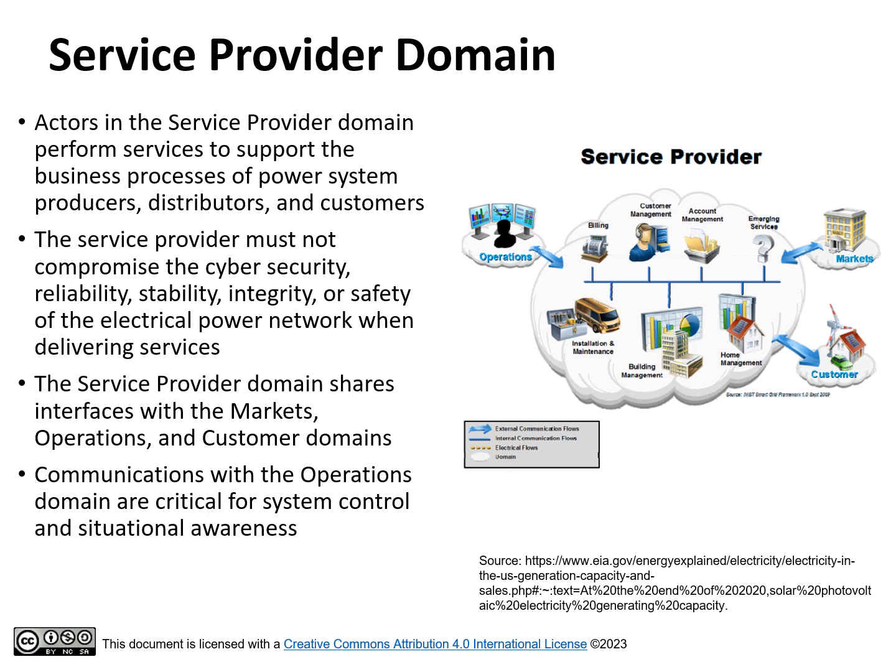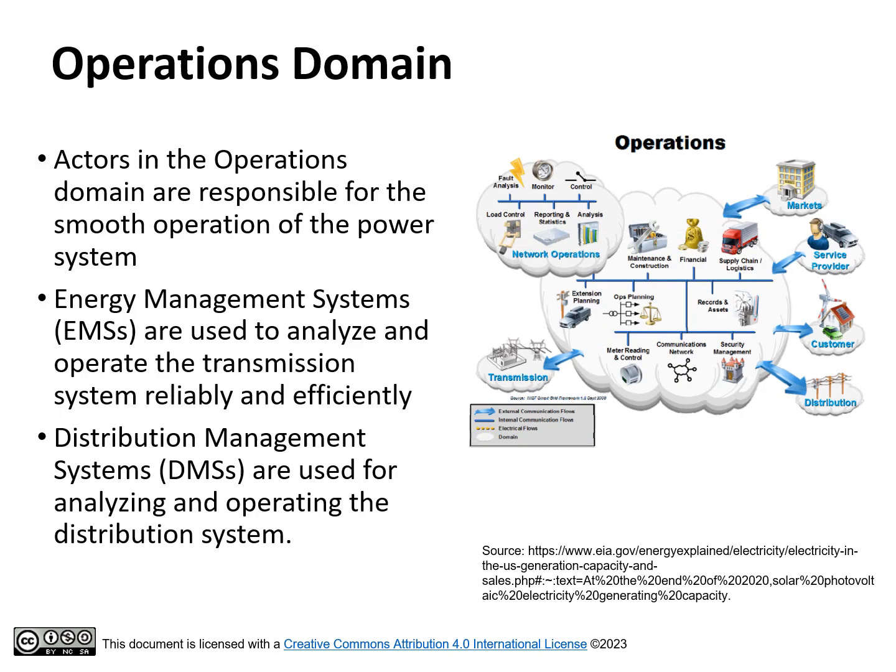Communication with the operations domain is critical for system control and situational awareness. Actors in the operations domain are responsible for the smooth operation of the power system. In transmission operations, energy management systems, EMSs, are used to analyze and operate the transmission system reliably and efficiently. In distribution operations, distribution management systems, DMSs, are used for analyzing and operating the distribution system.